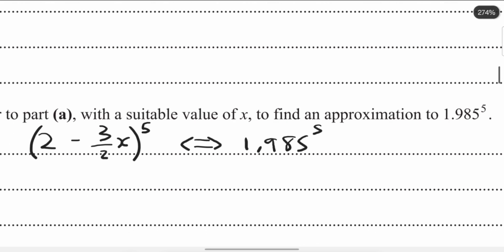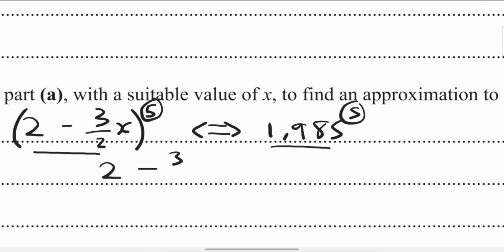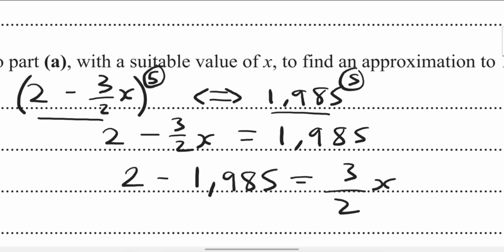So for us to find the suitable value of x, we are going to compare these powers, and you can see that we have 5 on 2 minus 3 over 2x and 5 on 1.985, right? So that means we can equate these two since the powers are the same. So we're going to say 2 minus 3 over 2x is equal to 1.985, so that we find the x value there. So it will be 2 minus 1.985 is equal to 3 over 2x, right?